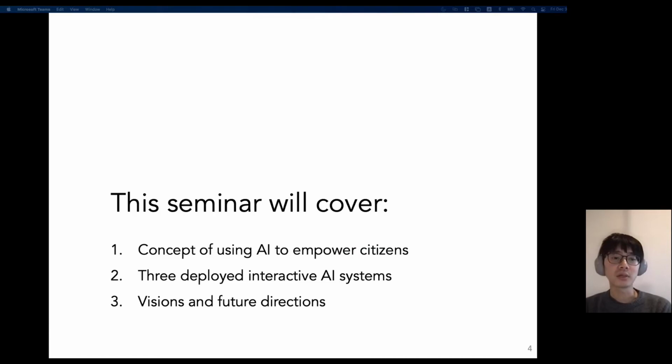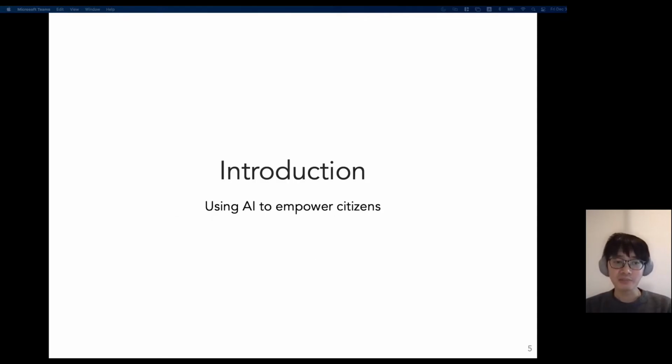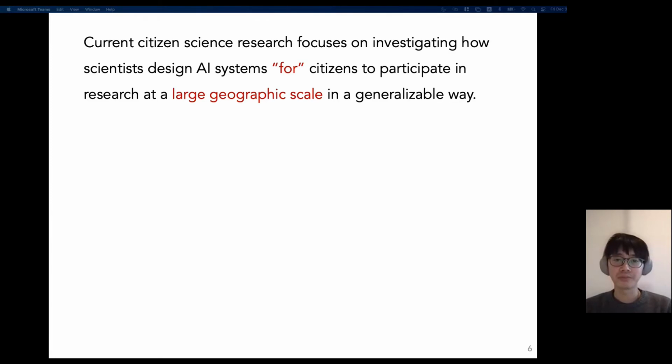Okay, so in this presentation, I will cover the basic concept of using AI to empower citizens. And I will briefly cover a broad picture about 3 interactive systems that I built over 10 years. And I'm going to conclude with some visions and future directions. So what exactly does it mean by using AI to empower people? It's actually related to the citizen science area. And citizen science is an area that I define as the collaboration between different stakeholders.